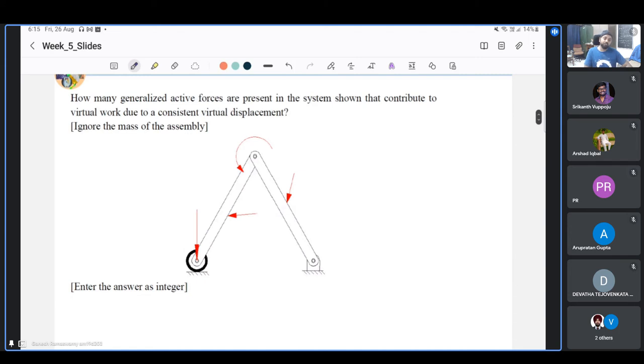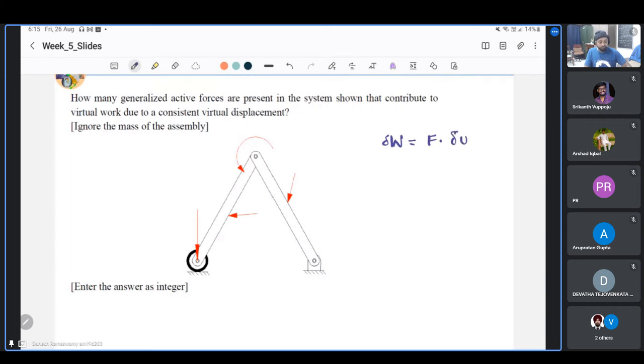And the forces which contribute to virtual work are called active forces. Given a system where we introduce a virtual displacement, there are some forces which do not contribute to virtual work. When could that be? We have seen that this is force dotted with virtual displacement. So when does this dot product go to zero? When the force and the virtual displacement are perpendicular. So only those forces which actually have a non-zero virtual work contribution are called active forces. That is something to be kept in mind.